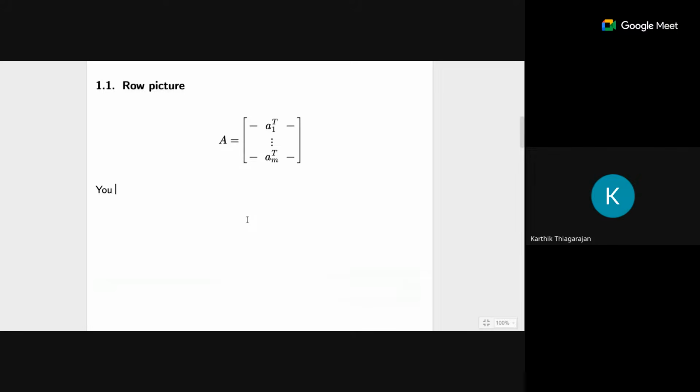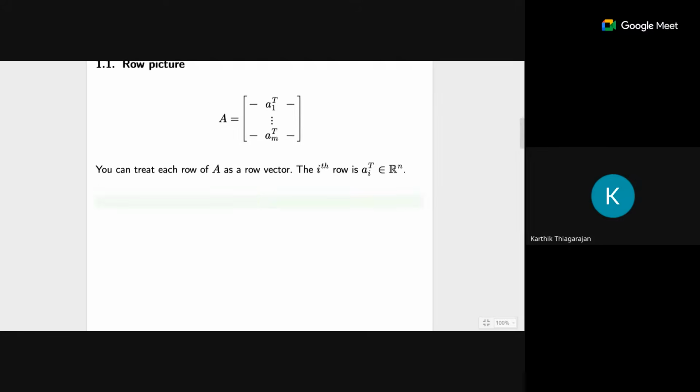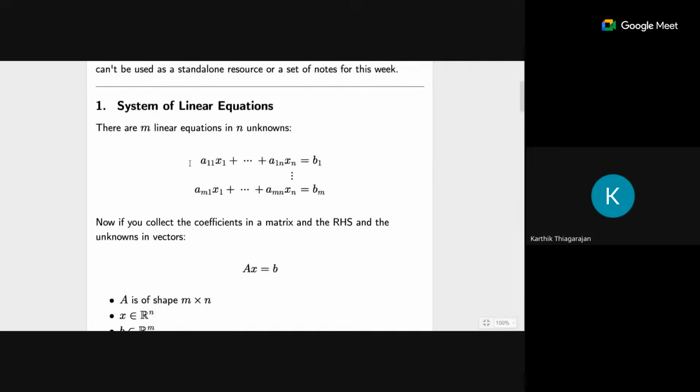You can treat each row of A as a row vector. The ith row is called ai, and ai transpose is in Rn. Therefore, you can denote Ax equal to b as these m equations. So a1 transpose, notice what operation this is. If a1 transpose is a row vector and x is another vector, what exactly are we doing here?